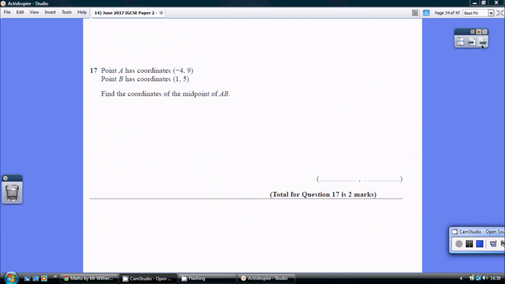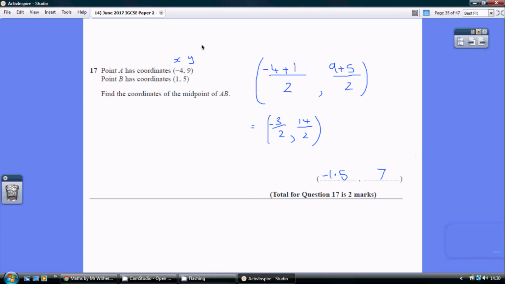Question 17. Now, to find the midpoint of two coordinates, the average of the x coordinates is the x coordinate, and the average of the y's is the y coordinate. So how do you find the average? You add them together and divide that by 2. So for the x coordinate, it's -4 add 1 divided by 2, which is -1.5. And for the y coordinate, it's 9 add 5 divided by 2, which is 7. So the midpoint is (-1.5, 7).